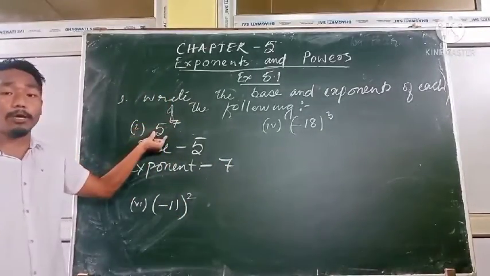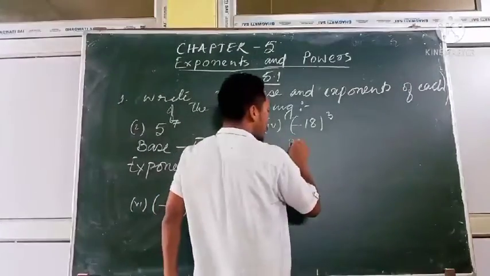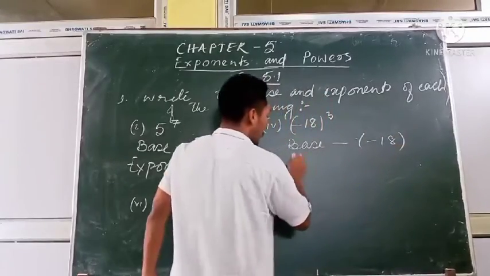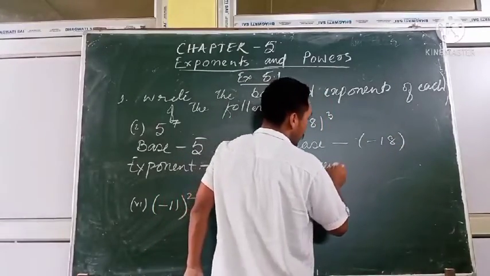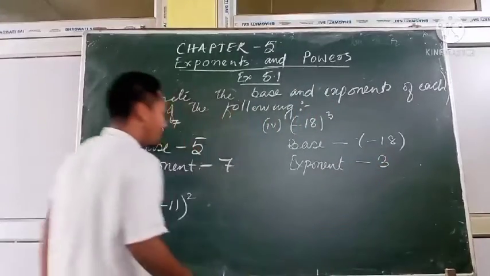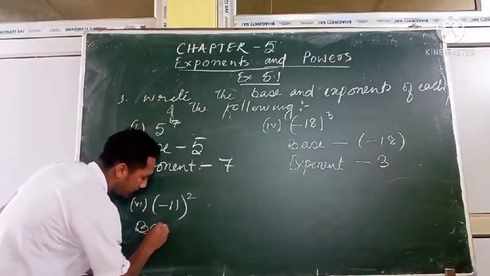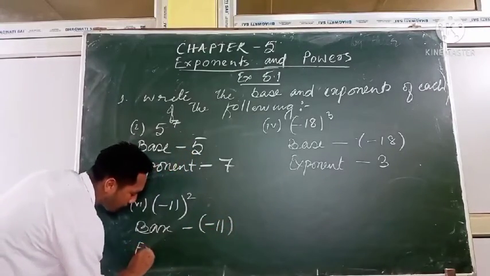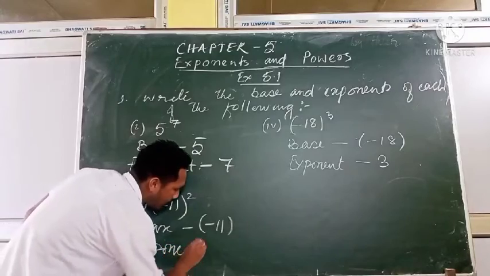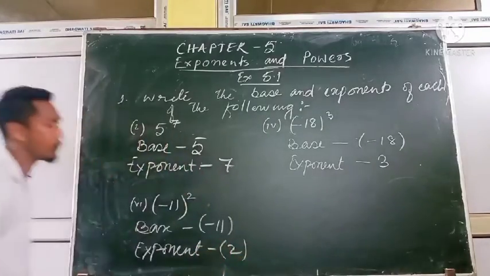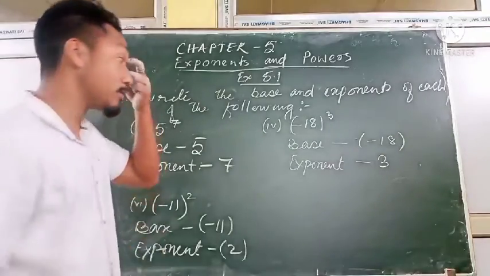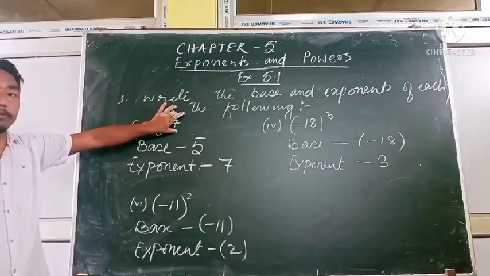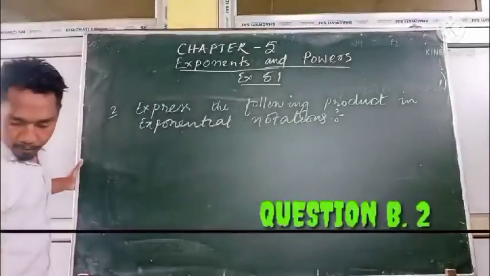The number written below is the base. Here the base is minus 18, and the exponent is 3. Here the base is minus 11, and the exponent is 2. This is the answer for the first question. The number written below is the base, and the number written above is the exponent.